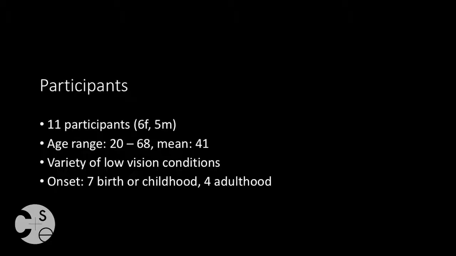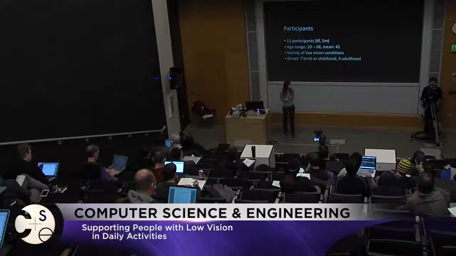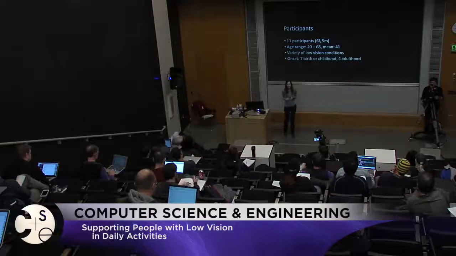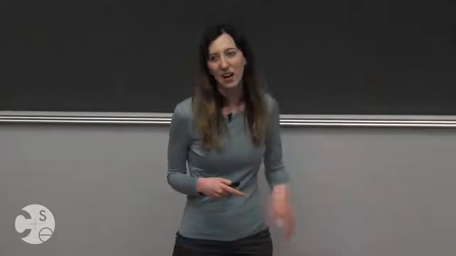We recruited people with a variety of low vision conditions. We didn't want to focus in on one particular type of low vision condition. This was the first study of this type, so we decided to recruit broadly, just look at low vision in general. Among our 11 participants, 7 had acquired their low vision either at birth or in childhood, and 4 in adulthood. This was a little interesting because I said earlier that most people acquire low vision later on in life, and the people that we were able to recruit had actually acquired their low vision earlier on. So you can see that we're dealing with a very heterogeneous population here.